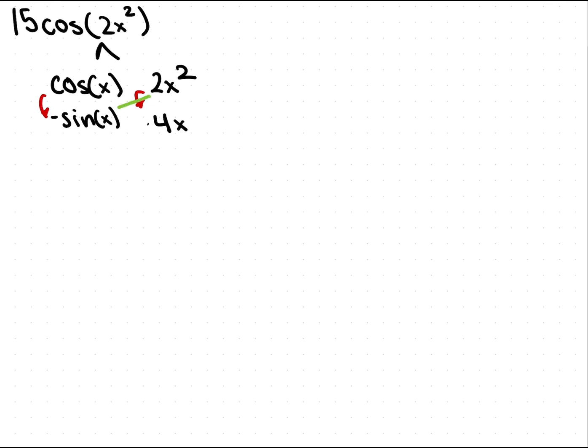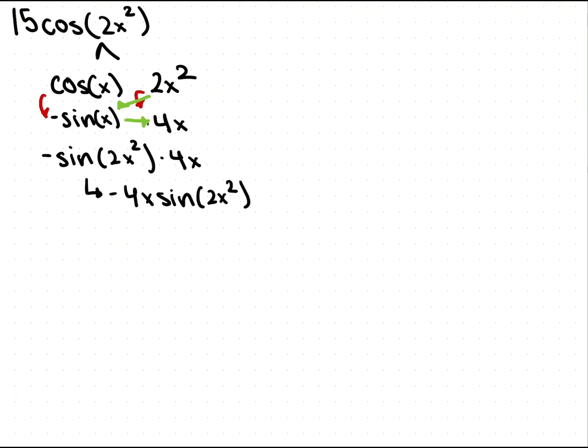Now you want to plug in 2x squared into your f prime function and then multiply by your g prime function. So that's going to look like this: negative sine 2x squared times 4x. And this can be rewritten as negative 4x sine 2x squared. So from here, the last step would be to bring the 15 from above all the way down and multiply it into this function. From here, we're going to get negative 60x sine 2x squared.